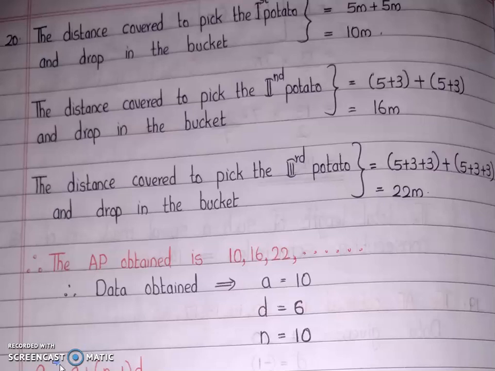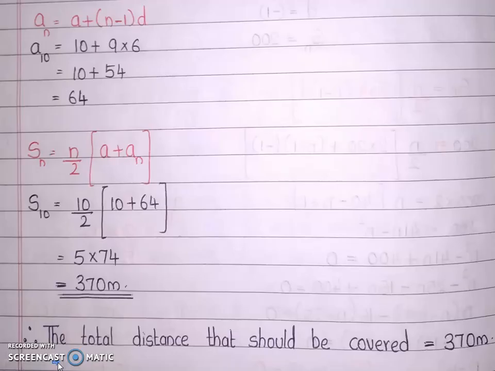Here, how will you find the sum of 10 terms? Here you should find a plus (n minus 1) into d. The 10th term you have found there. And then you had taken Sn is equal to n by 2 into (a plus an). Then you got the distance as 370 meters. The total distance that should be covered is equal to 370 meters.